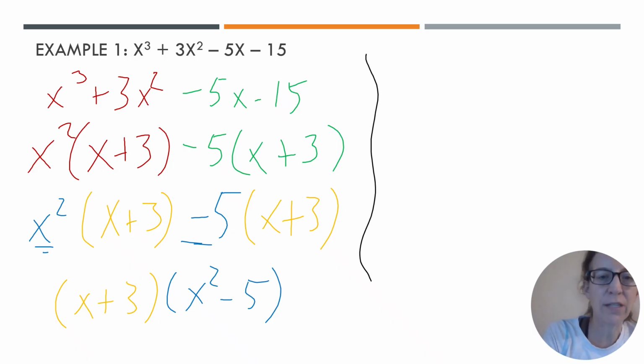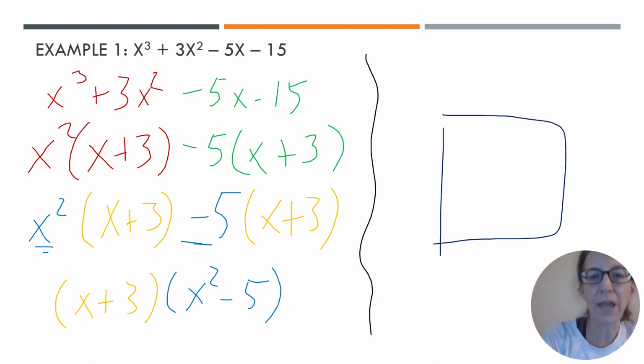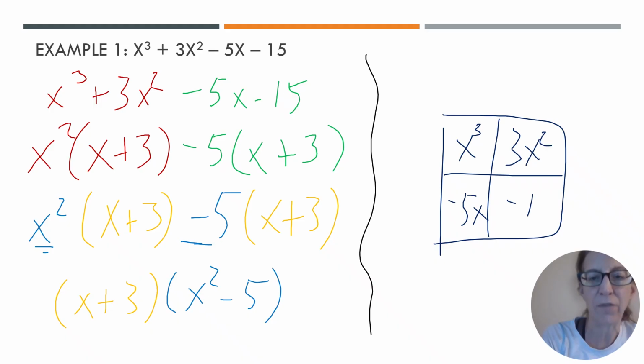Now, just so you can see how that compares to the area model. On the area model, all you do is put in the terms, and I just usually go like this. We do the x cubed, the x squared, the negative 5x, and the negative 15, okay? And then we factor the way we've been factoring all along. So you look right here and find your GCF. What is my greatest common factor? Well, that would be the x squared.